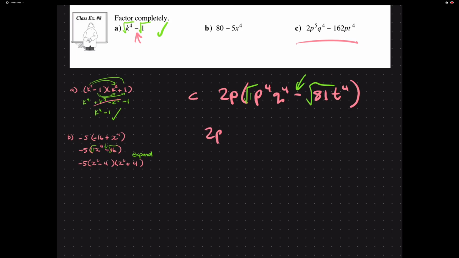So we're going to pull out that 2p originally that we had and formulate two binomials out of this. So this would be a p squared, q squared, p squared, q squared. Signs are different. And the square root of 81 is 9, and the square root of t4 is t squared. And there you have it.